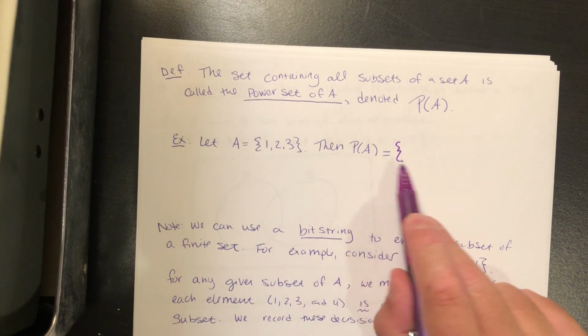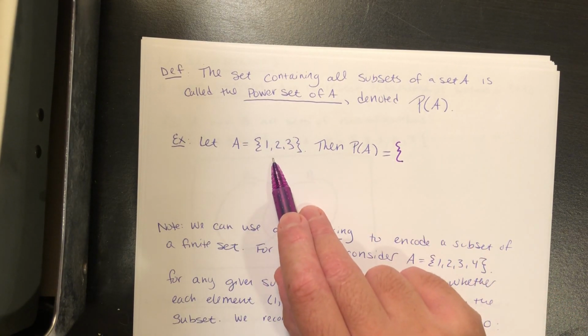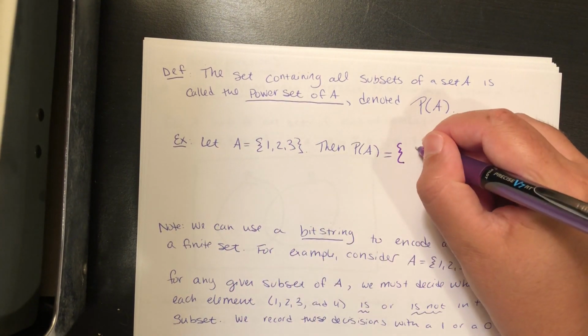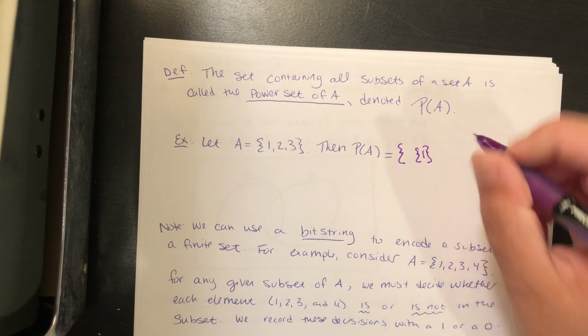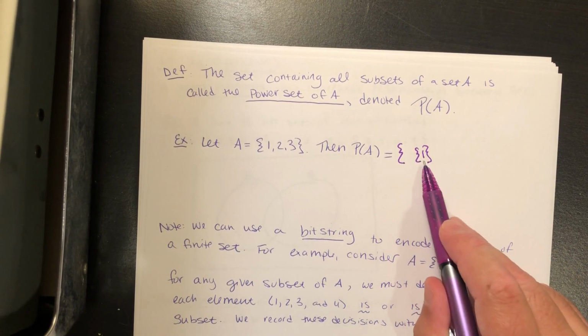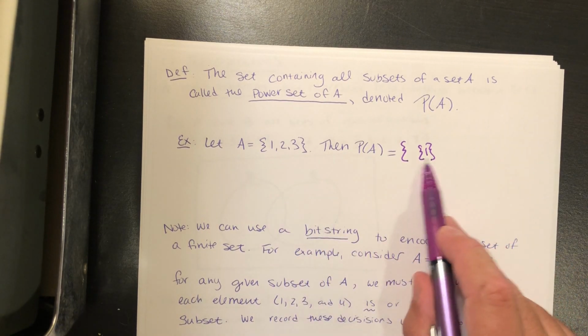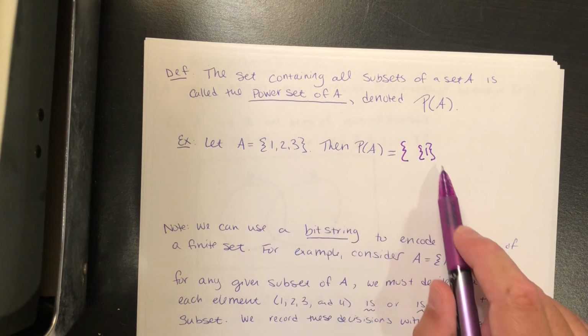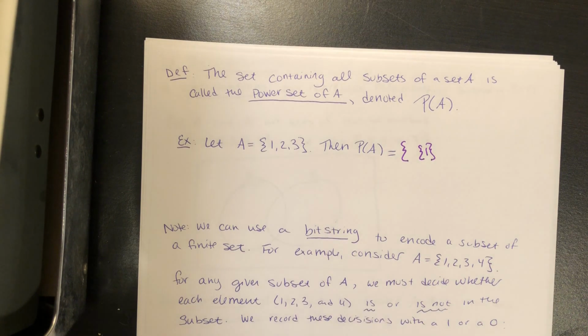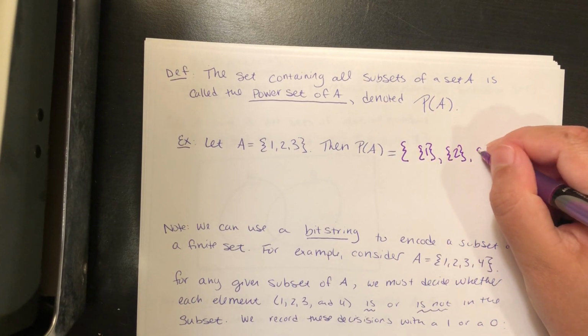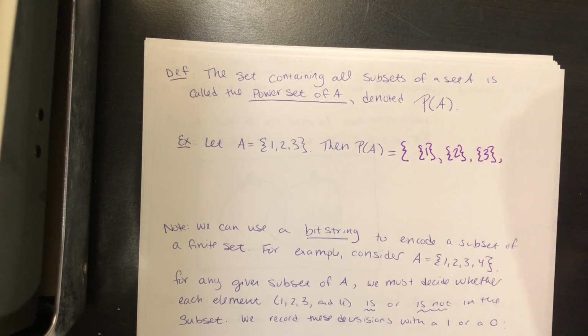So the elements of the power set of A are themselves sets that happen to be subsets of A. So I'll give you an example. The number 1, as its own set, the set containing 1, is a subset of A. Check and confirm that this set is a subset of A. Of course, the only element of this is 1, which is also an element of A. Similarly, the set containing 2 is a subset of A. The set containing 3 is a subset of A.